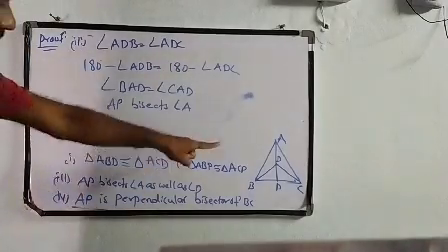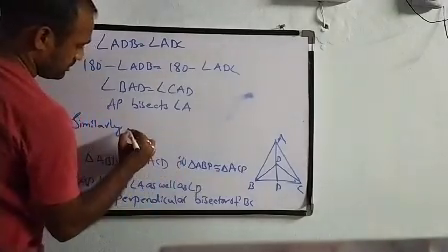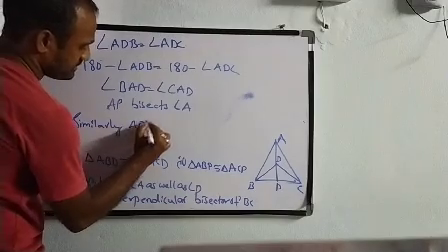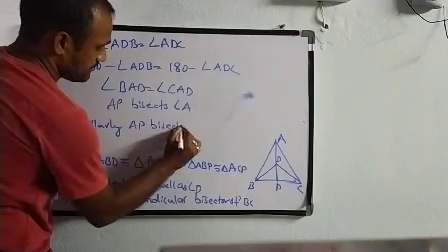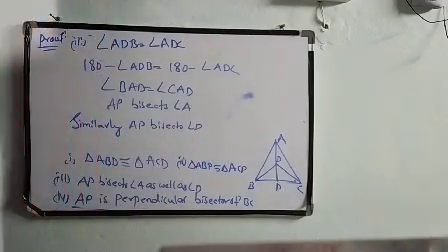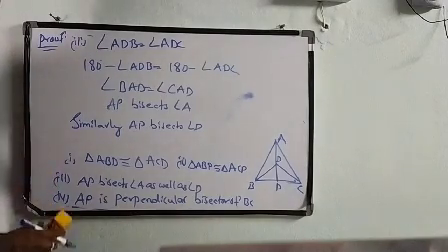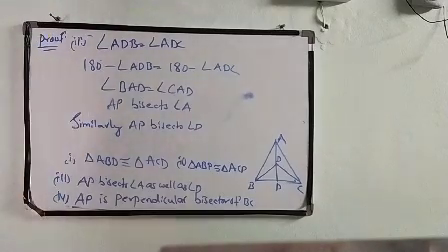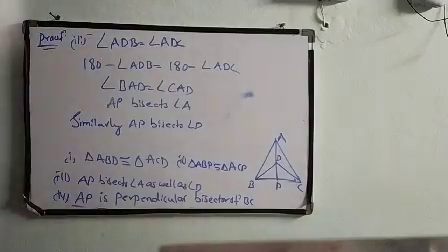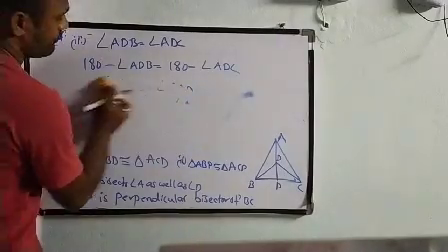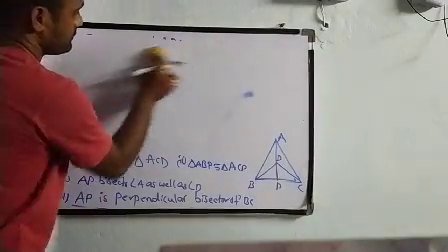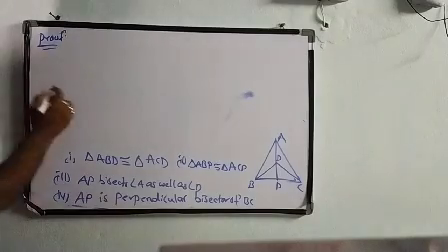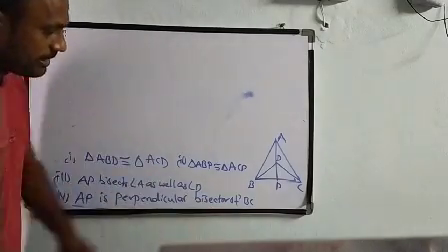Similarly, we can take that AP bisects angle D. Now coming to the fourth proof, we have to show that AP is perpendicular bisector of BC. Now let us start the fourth proof.